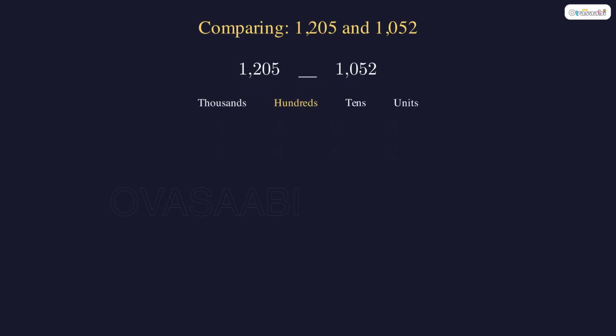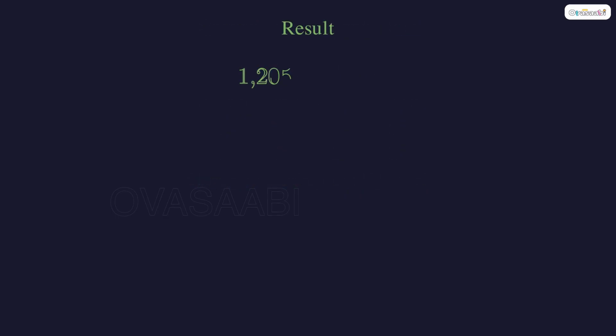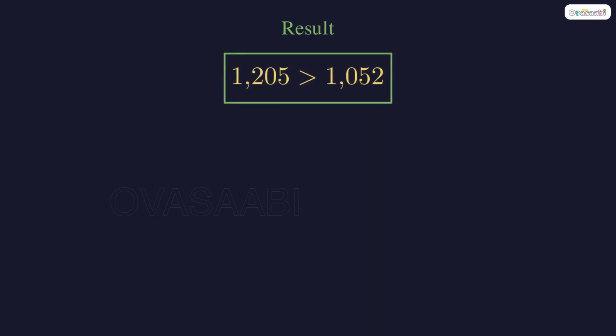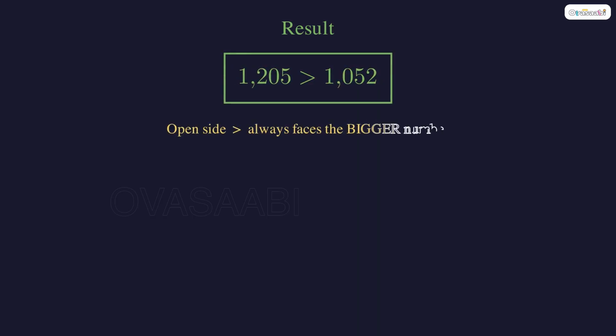Now compare 1205 and 1052. Same thousands digit, so check hundreds. 200s is greater than 0, so 1205 is greater. So we write 1205 is greater than 1052 using the greater than symbol. The open side always faces the bigger number, the crocodile's mouth.